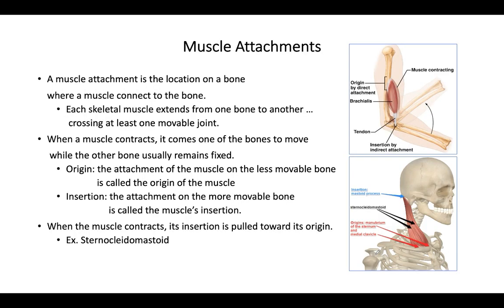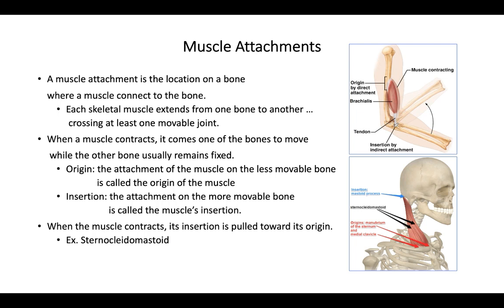Let's look at muscle attachment. A muscle attachment is the location on a bone where a muscle connects to the bone. Each skeletal muscle extends from one bone to another. Look at here, humerus and ulna. And here's a joint. When a muscle contracts, it pulls one bone to move while the other bone usually remains fixed. So when you flex the forearm, the muscle attached on the humerus is fixed, but the muscle attached on the ulnar bone is going to move.